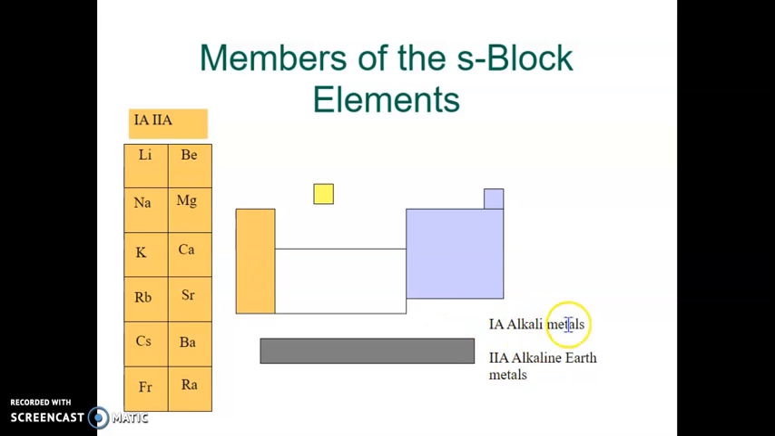First A group elements are called alkali metals and second A group elements are called alkaline earth metals, and these two groups of elements are called S block elements, because the last electron enters the S subshell. That's why these elements are called S block elements.